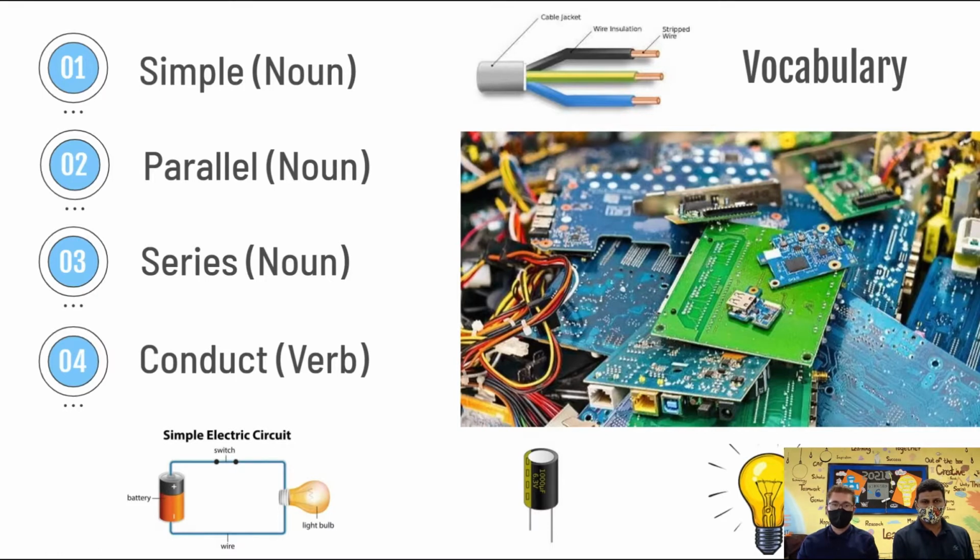Then the series, the noun. This is almost the same as a parallel, but doesn't need to be in parallel. On the circuit, you will have at least two bulbs or more, and at least one battery to complete the circuit. And the last is conduct. Conduct is a verb which means allows. Here it means to allow electricity to flow through.